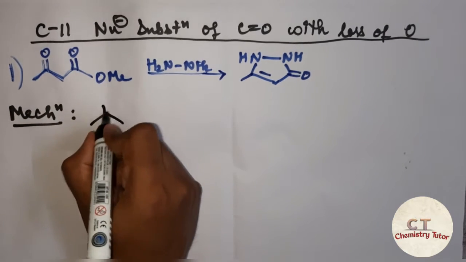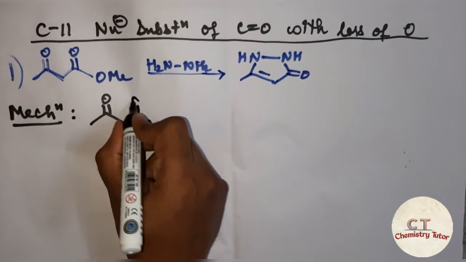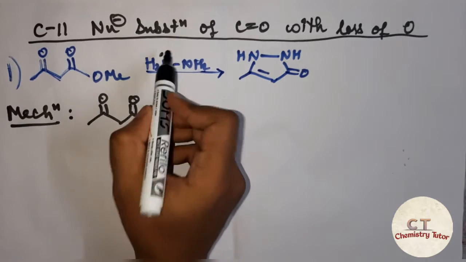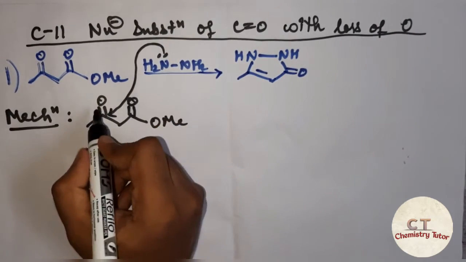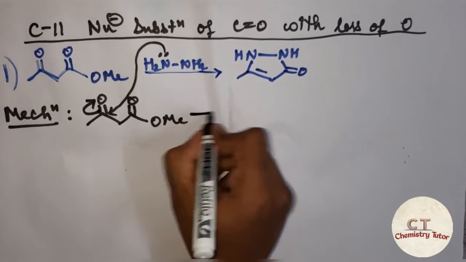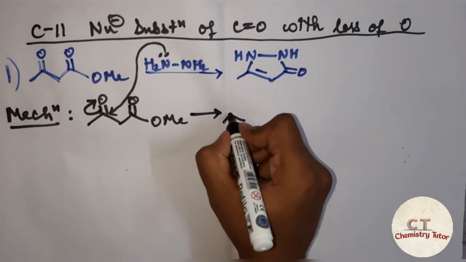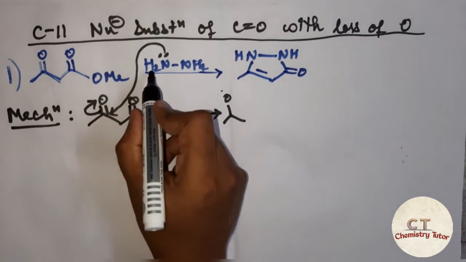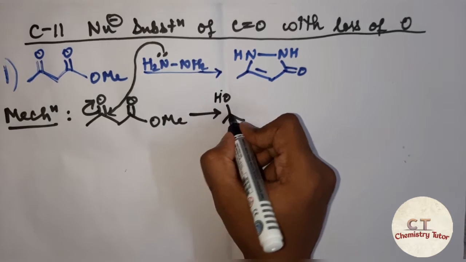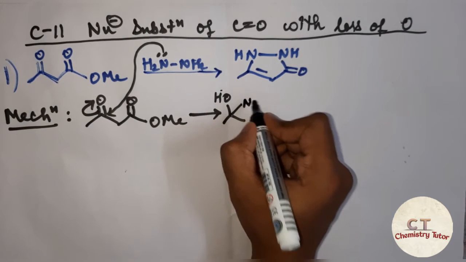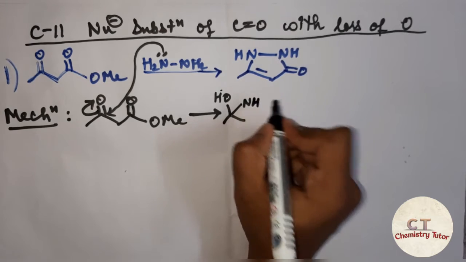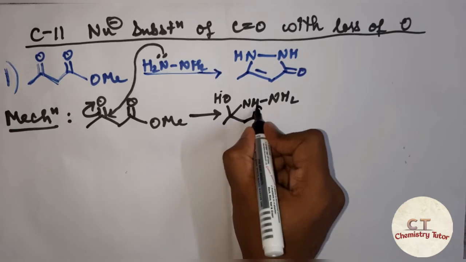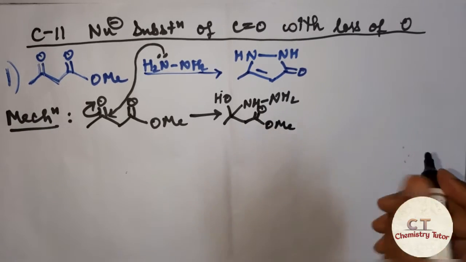Okay, so the lone pair in the nitrogen atom is going to attack the carbonyl carbon, and thus it forms O minus, and this minus charge is again going to abstract a proton. Okay, and thus forms OH, and similarly one hydrogen will be lost here, so NH2. OMe.